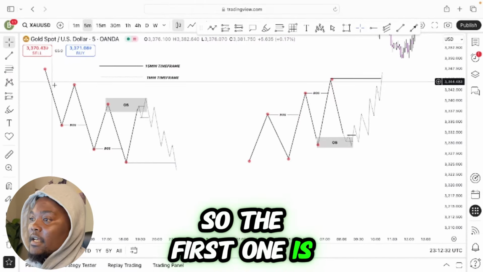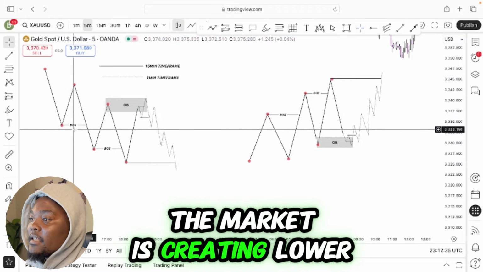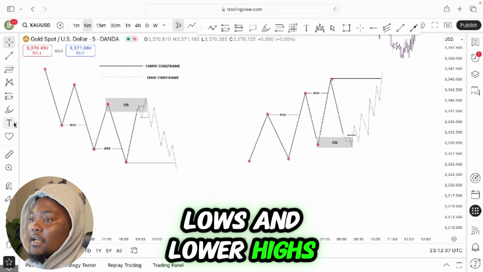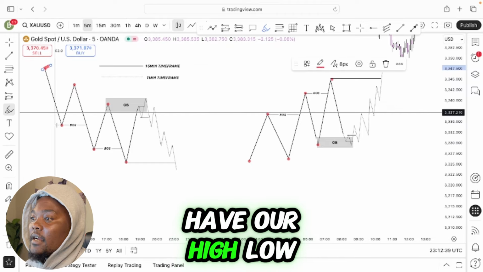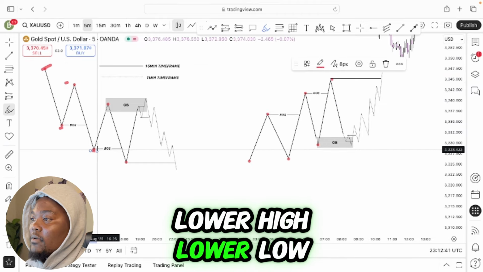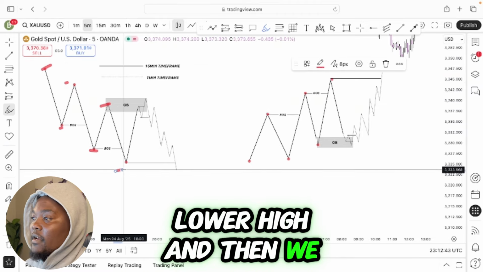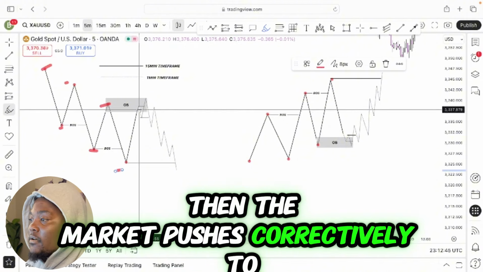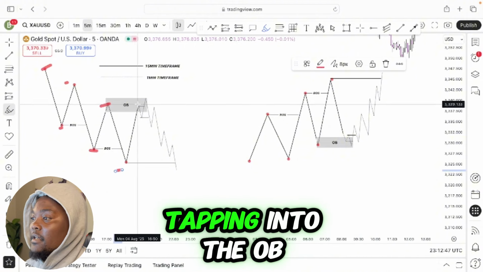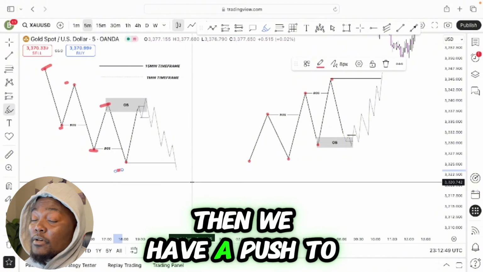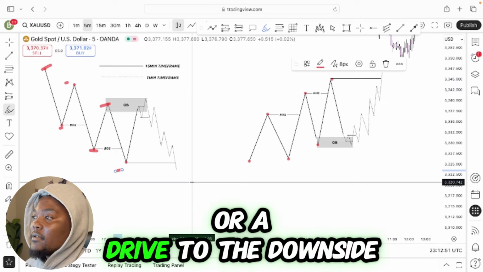The first one is a downtrend. As you can see, the market is creating lower lows and lower highs, just like this. So we have our high, low, lower high, lower low, lower high, and then we have a lower low. Then the market pushes correctively to the upside, tapping into the OB. Then we have a push to the downside, or a drive to the downside.